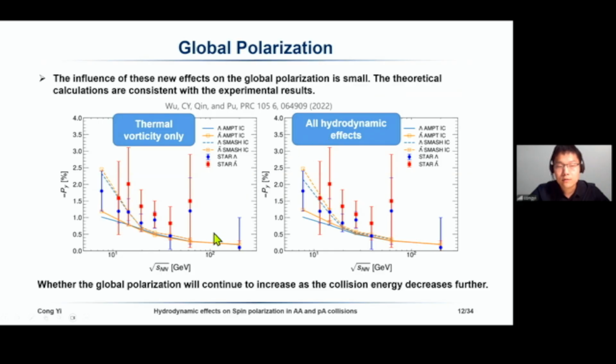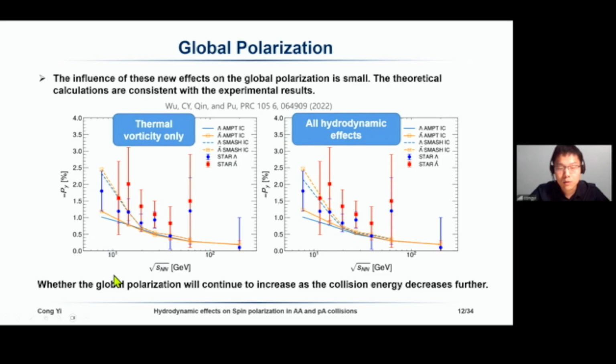We can find that under these two different cases, the theoretical calculations can both agree with the experimental data quantitatively. This means the influence of these new effects on the global spin polarization is about 10^-4 to 10^-3, which is much smaller than that induced by the thermal vorticity. Therefore, the global spin polarization is mainly contributed by the thermal vorticity, and it will increase with the decreasing collision energy.